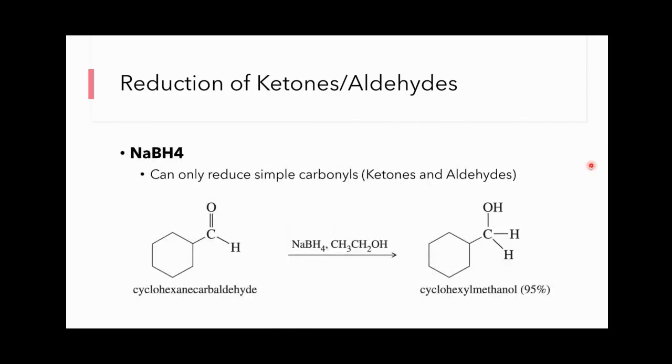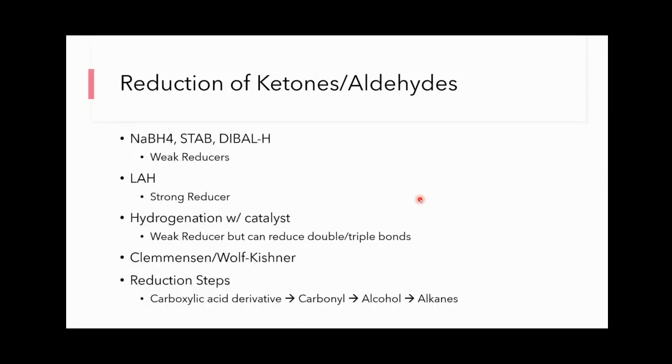Okay. So NaBH4, they are weak reducers, so you can only reduce simple carbonyls like ketones and aldehydes, nothing else, and it will turn into an alcohol. So going back here, since it's a weak reducer, it'll just go one step to the next level of its reduced form, which is alcohol.